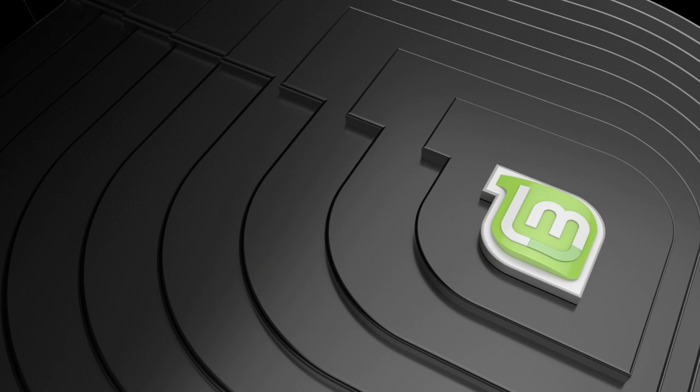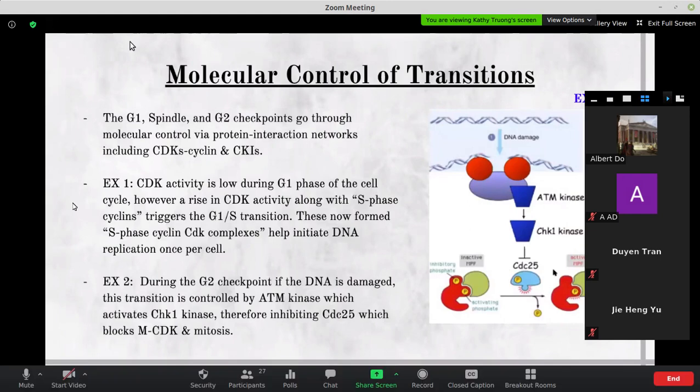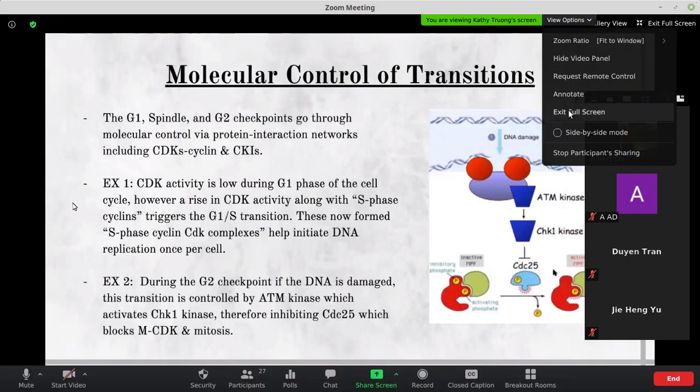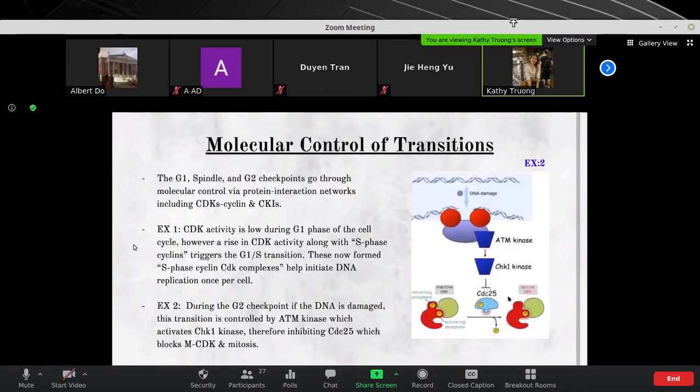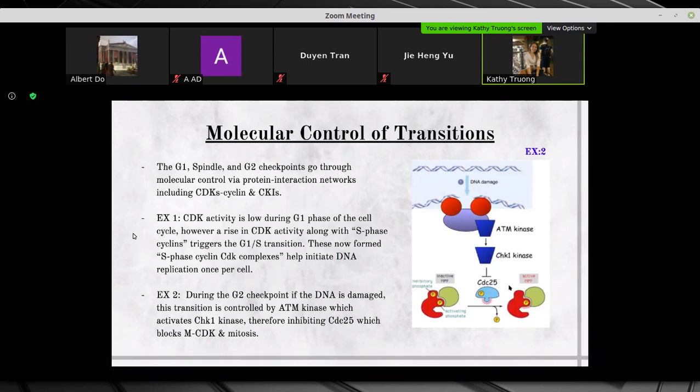So how are these checkpoints controlled? These checkpoints have protein interactions that include CDKs, cyclins, and CKIs, which help with the transitions within the cell cycle control. So let's go over some examples. For the first example, CDK is low in G1 phase. However, when there's a rise in S cyclins, there's also an increase in CDK activity. This increase in activity triggers the G1 to S transition, activating DNA replication.